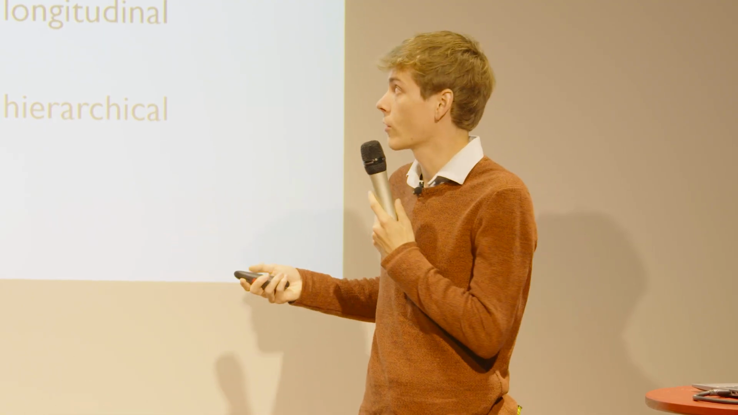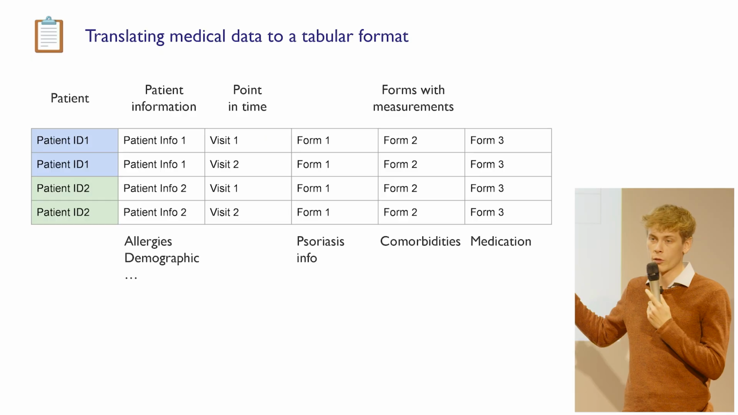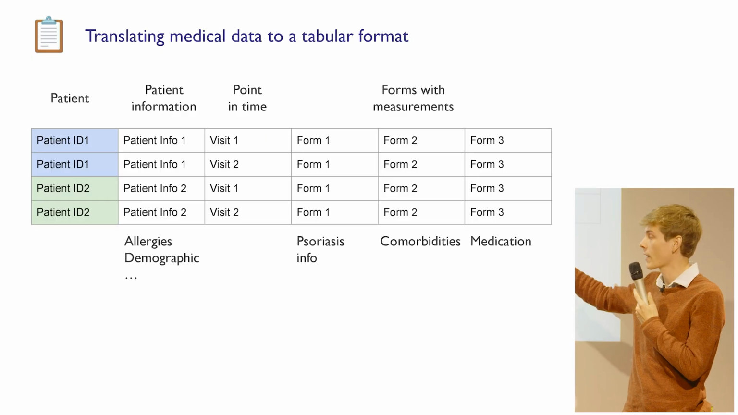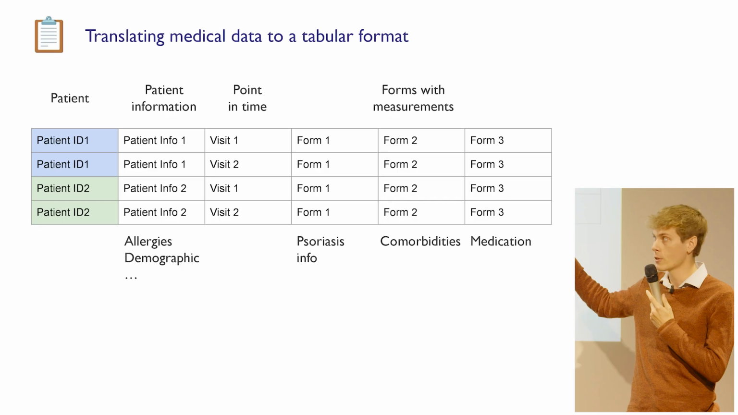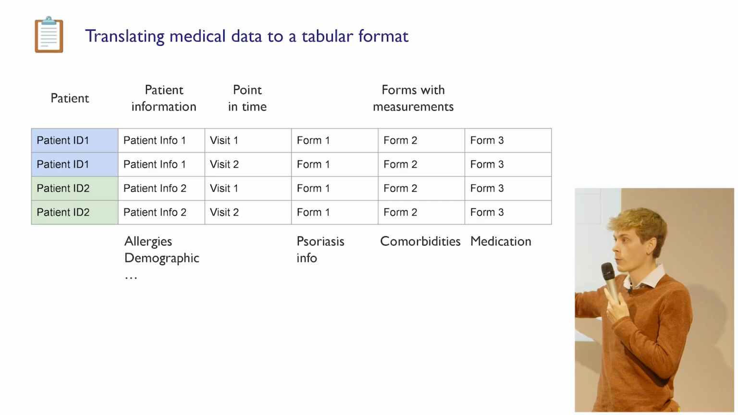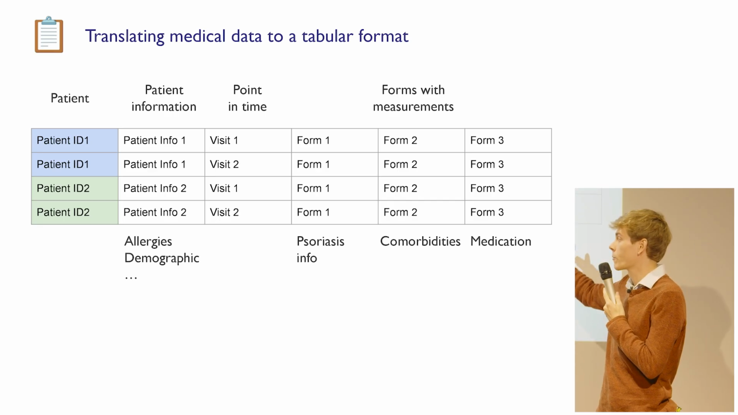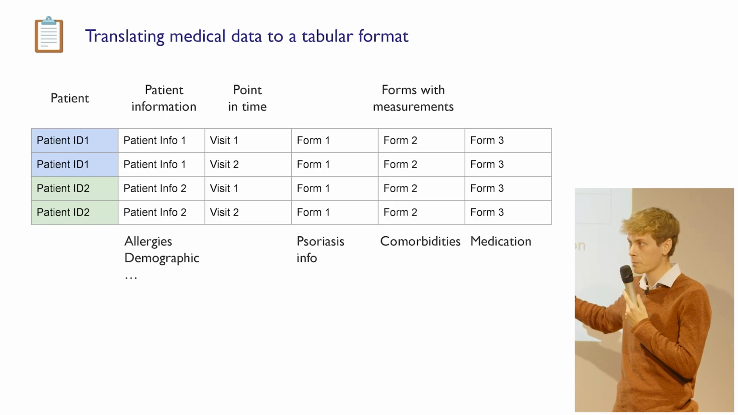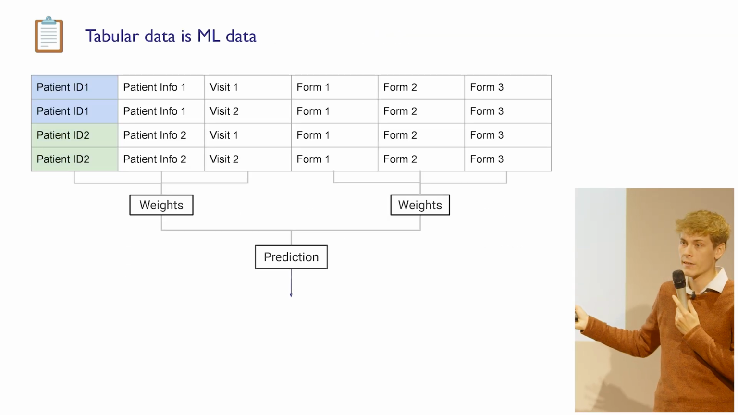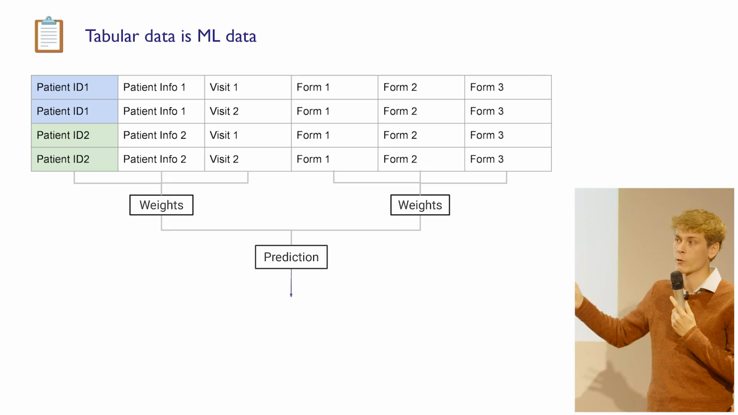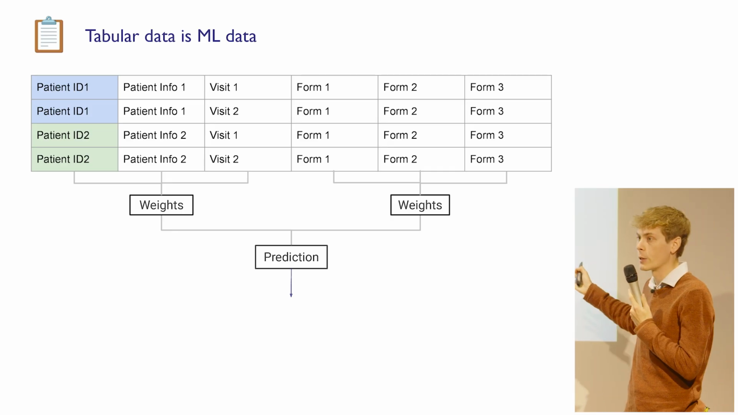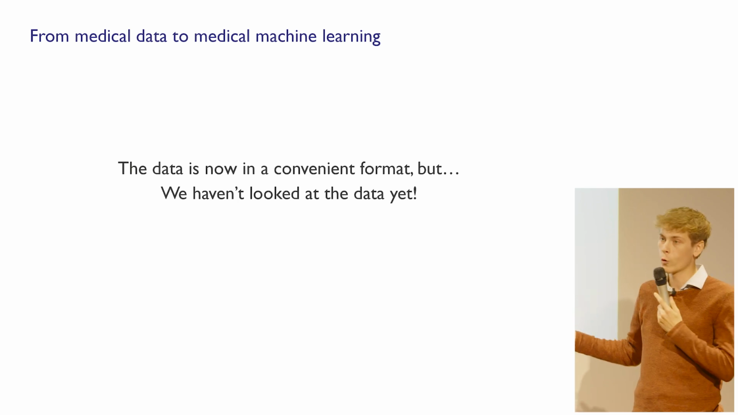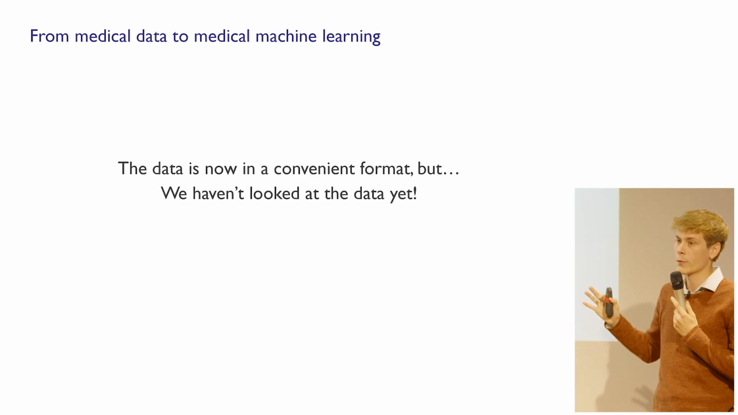What we want is tabular data. So for the psoriasis dataset, for example, we have this tabular data where each row is a visit of a patient. So we have the patient information, and we also have the forms with the measurements, like the psoriasis information and the comorbidities and such. And then once we have this tabular data, we can put on top of this a machine learning model, like illustrated here with a tree-like model. So we now have a convenient format for our data, but we still haven't looked at our data yet.